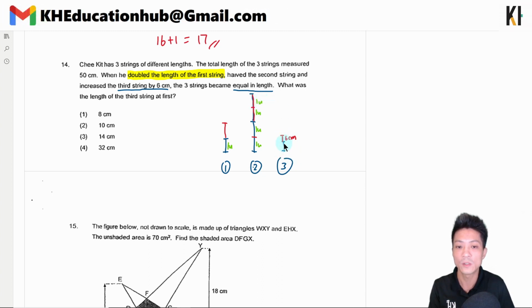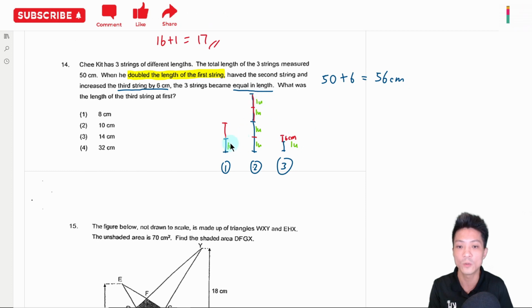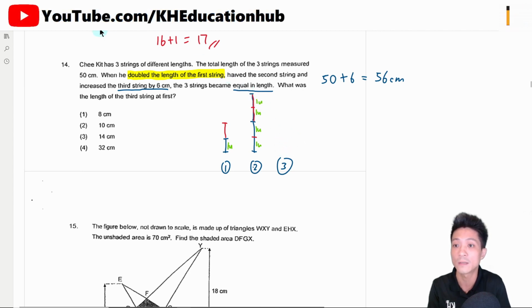And this one, because it's not a 1 unit, I need to add a 6 cm to it, right? So the first step that you need to do is, I'm gonna write another 1 unit here. You need to do a 50 plus 6, which is 56. And this 56 cm will be equal to 1, 2, 3, 4, 5, 6 units. Okay, it is not 6 units. Oh, something is wrong over here. The third string is wrong because it is not equal length.